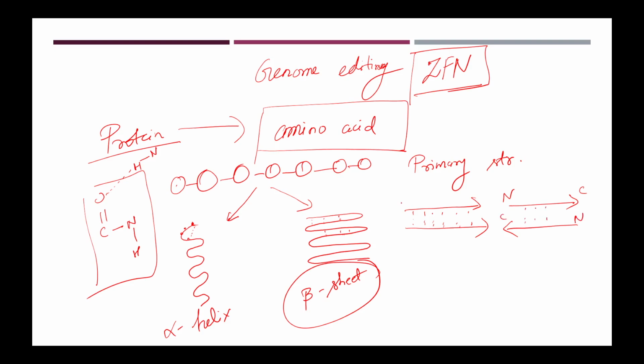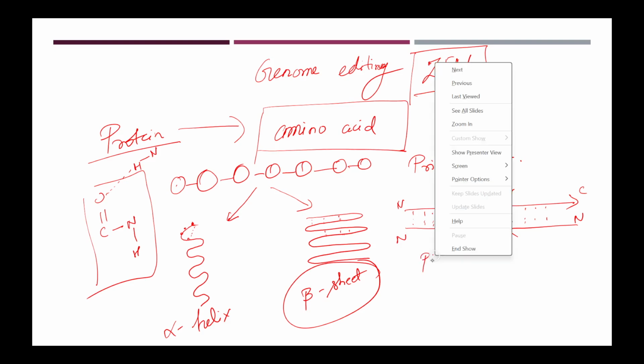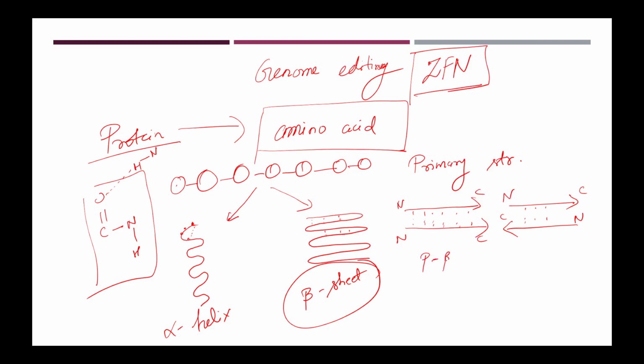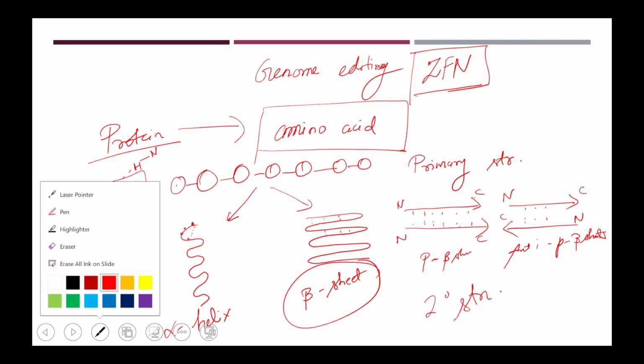Here, if we see, both are oriented in the same direction, so these are called parallel beta sheets, and these are called anti-parallel beta sheets. These are the secondary structures of any protein.